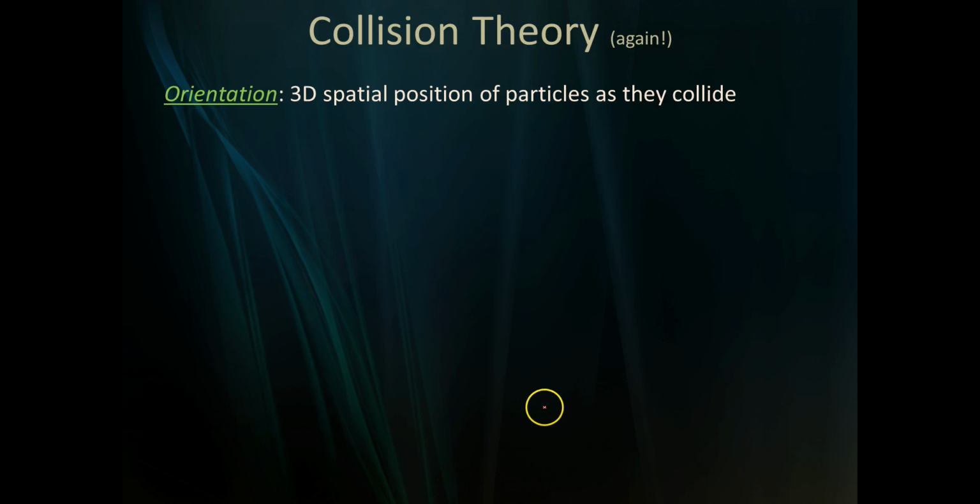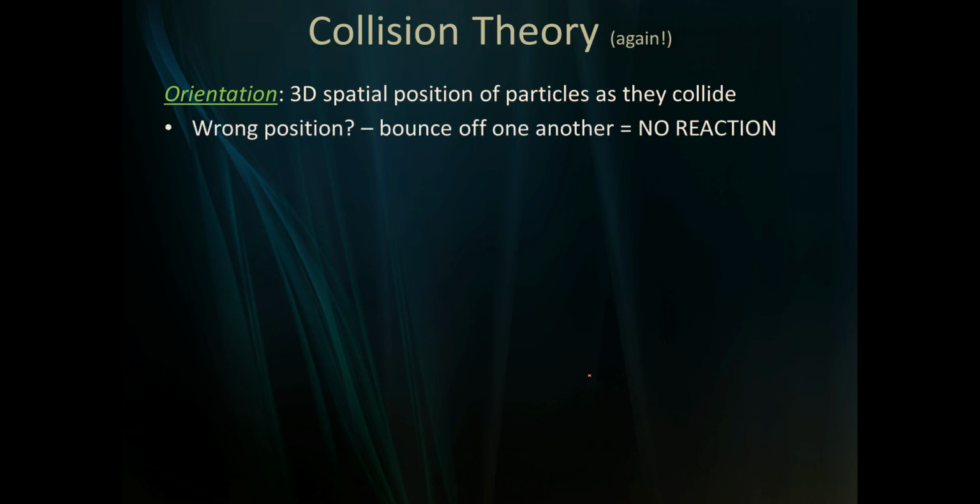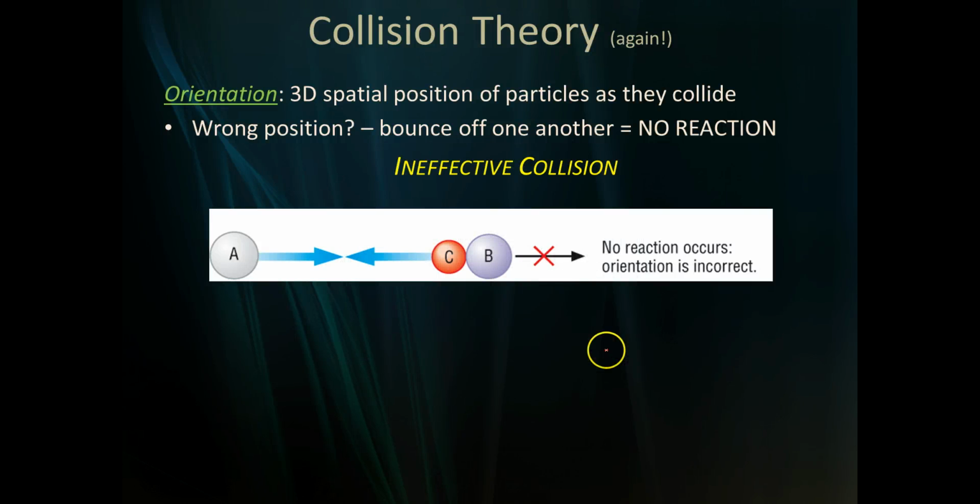Let's talk about the orientation part. We do have to have the correct three-dimensional spatial orientation. If it's the wrong position, you will not have an effective collision. They're going to bounce off one another, and that's going to have no reaction. We call that an ineffective collision. And in this example, this would be a single replacement reaction.